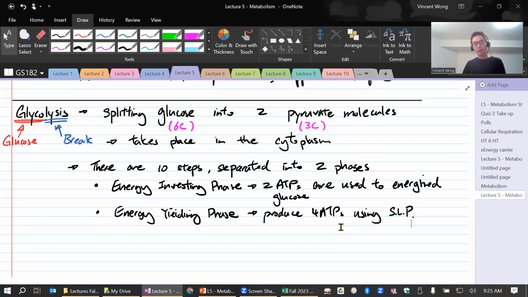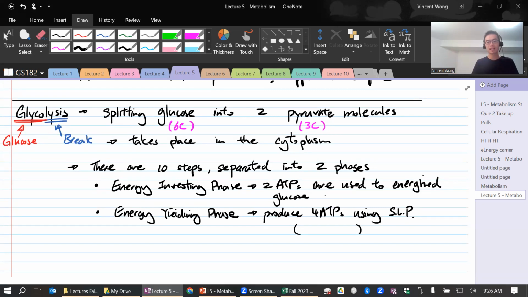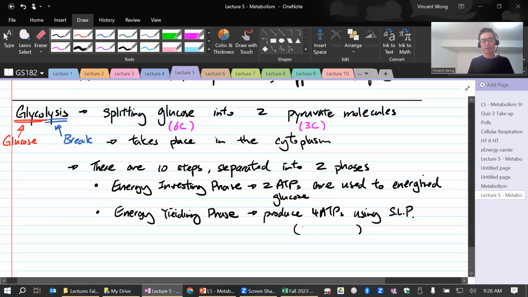Over here, I know it says we have 4 ATPs, but don't forget, we actually invested 2 ATPs. So how many ATP did you actually make in this case? We paid 2 ATP to get the process going, and then you get 4 back. In net, subtracting your expenses, how many did you actually make? Net 2 ATP, right? So that's what it means.